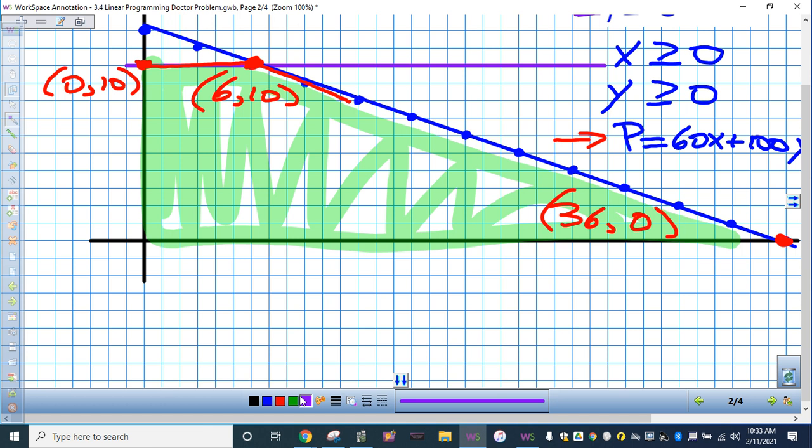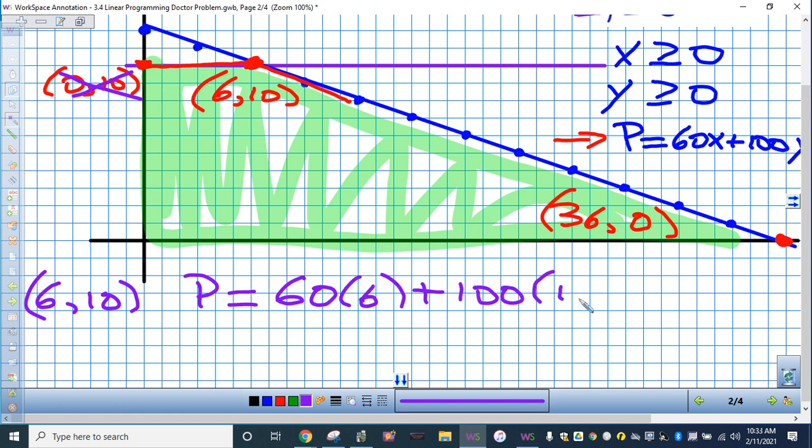Wait, first? Yeah. Don't you know that 6, 10 is bigger than 0, 10? Oh, yes. Thank you, Trevor. Yes, 6, 10 is bigger than 0, 10. So let's not do the 0, 10. I knew I had a reason for it. Trevor just had to remind me what my reason was. So 60 times 6 plus 100 times 10. So 60 times 6 is 360 plus 1,000 is 1,360.